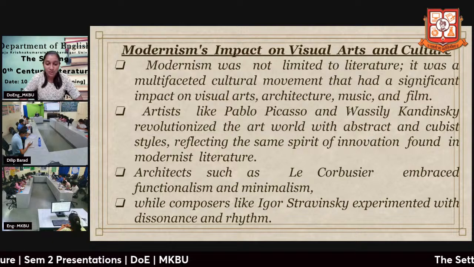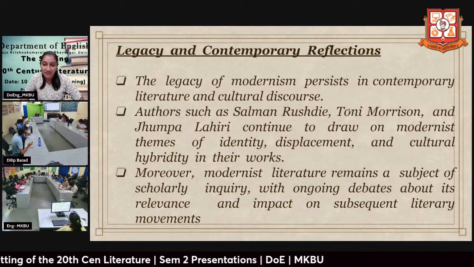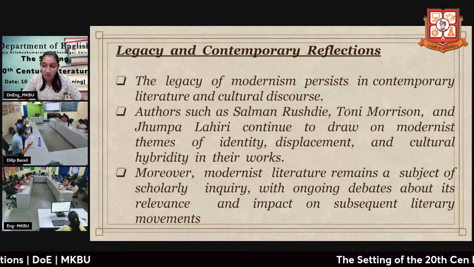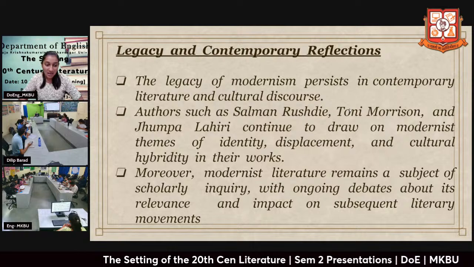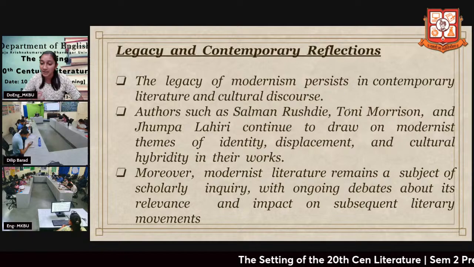Now, the legacy and contemporary reflection of modernism. The legacy of modernism persists in contemporary literature and cultural discourse. Authors such as Salman Rushdie, Toni Morrison, and Jhumpa Lahiri continue to draw on modernist themes of identity, displacement and cultural hybridity in their works. Moreover, modernist literature remains a subject of scholarly inquiry, with ongoing debates about its relevance and impact on subsequent literary movements.